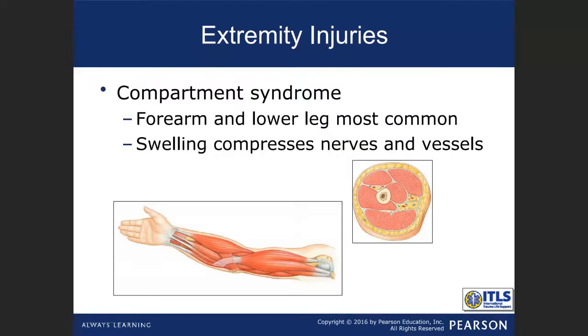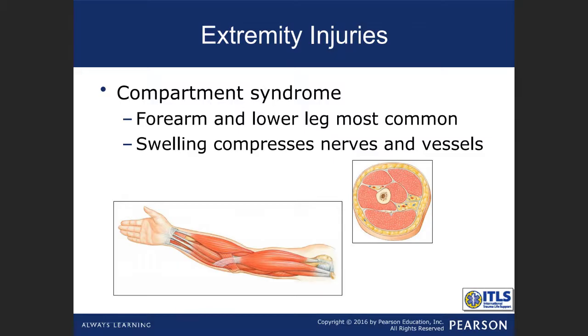For extremity injuries, compartment syndrome. And compartment syndrome is common in the forearm and the leg. So a fracture occurs, the fascia, which is a membrane of the muscle, is compromised, bleeding starts to occur in the fascia, which is not elastic, and pressure builds up in the area of the fracture. And it's usually going to take about 6 to 12 hours for this to start occurring. But when it starts to occur, it can compromise the function of the limb.